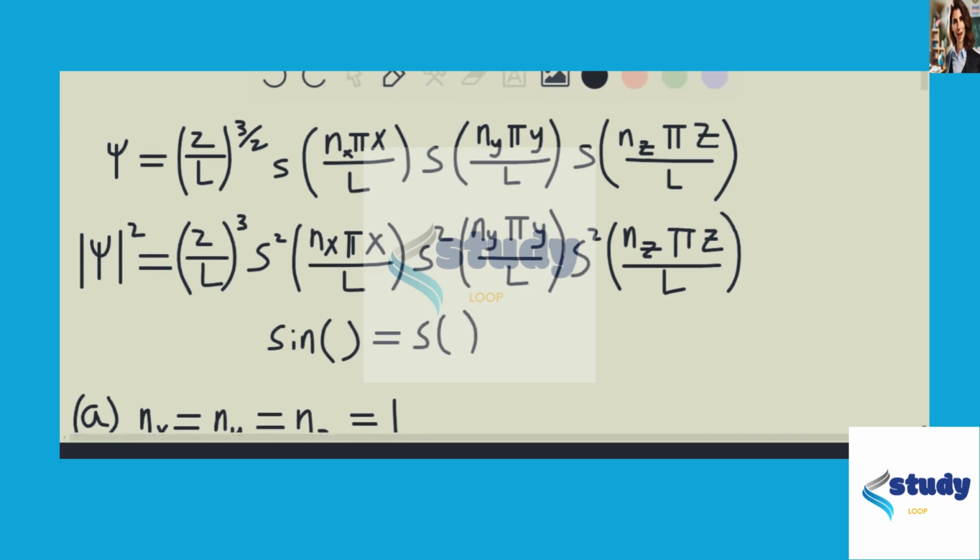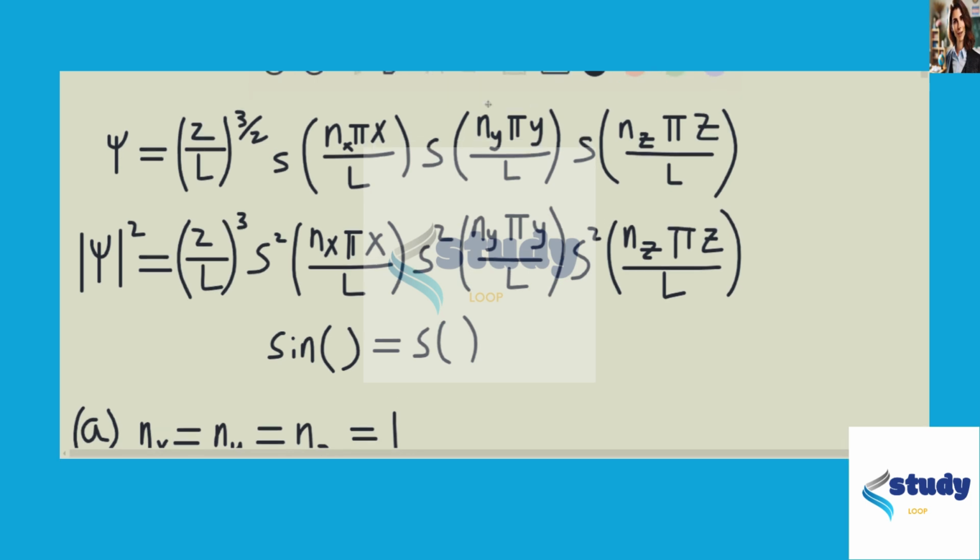For each of the following states, to figure out at what point in the probability distribution the function is maximum, we first write out the wave function for a particle in a three-dimensional box. So psi is equal to 2 over L, where L is the length of the box, to the 3 halves, times the sine of n sub x pi x over L, and then the same thing for n sub y and the same thing for n sub z. So I'm using the notation here where S is just short for sine.